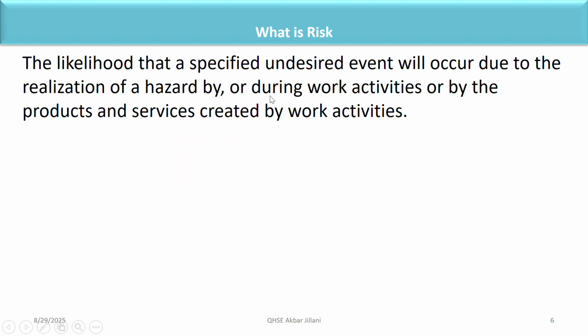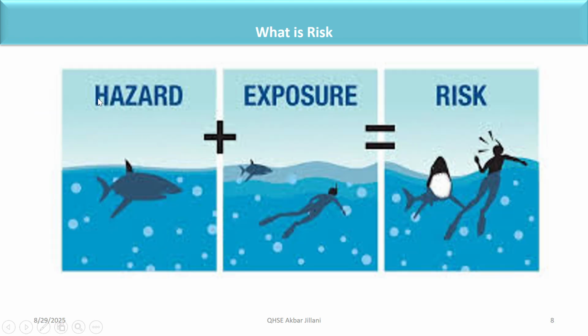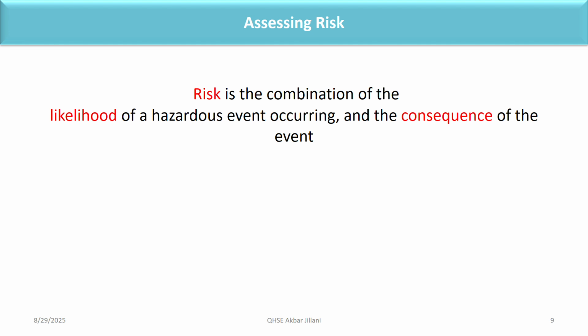Now the likelihood that a specified undesired event will occur due to the realization of a hazard by or during work activities or by the products and services created by work activities. To ensure a safe work environment, you need to understand the definition of risk. Now over here, as I told you, for the hazard, there will be a hazardous event. Like a shark is here, somebody is swimming in the water where there is a shark, so they are exposed to it, a hazardous event will occur, and being cut by the shark, it becomes a risk.